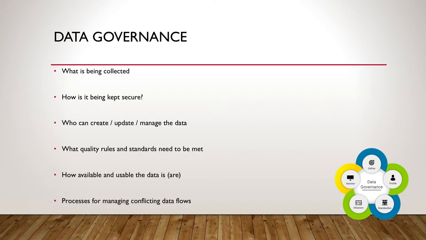What quality rules and standards need to be met within your organization to make sure it can be used in a purposeful way? How available that data is and how usable it is. If you're having to go and click in lots of different places just to find out how many invoices somebody has received, then that becomes quite a big part of that data governance, and forms a large part of your design as well. And also the processes for managing any conflicts that you might come across.